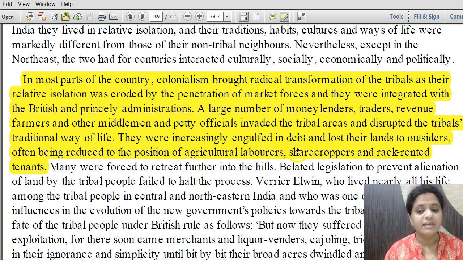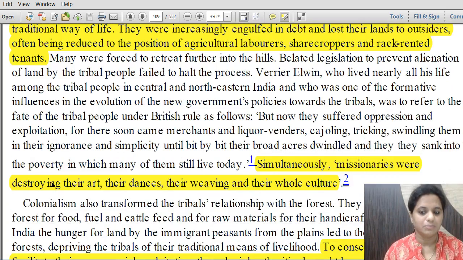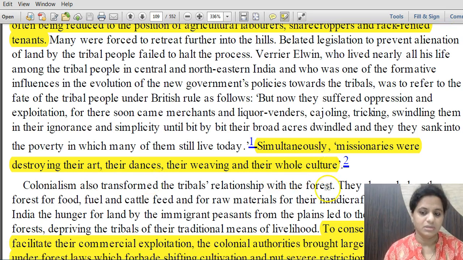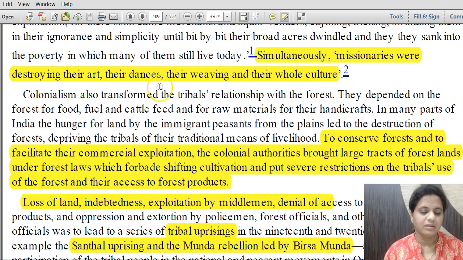They were increasingly engulfed in debt and lost their lands to outsiders, often being reduced to the position of agricultural laborers, sharecroppers, and rack-rented tenants. Means they were in a cycle of debt and they had become tenants on their own land. So that was the situation during British rule. Also simultaneously, missionaries were destroying their art, their dance, their weaving, and their whole culture. So missionaries were also working in the tribal regions and the tribals were losing their culture as well.